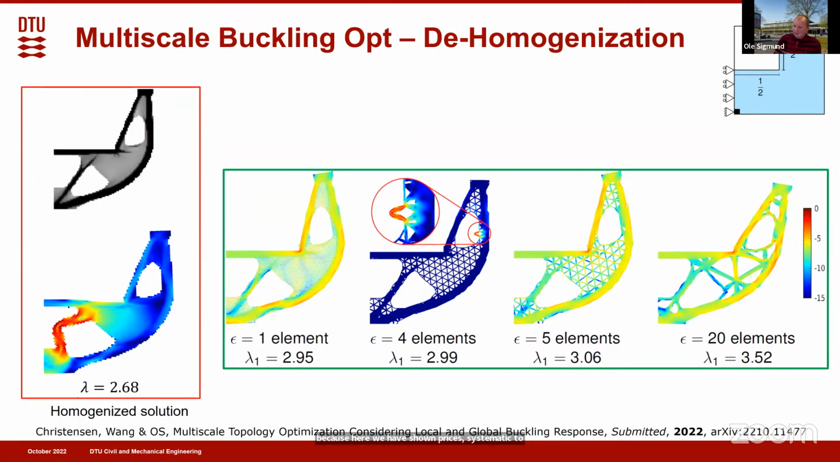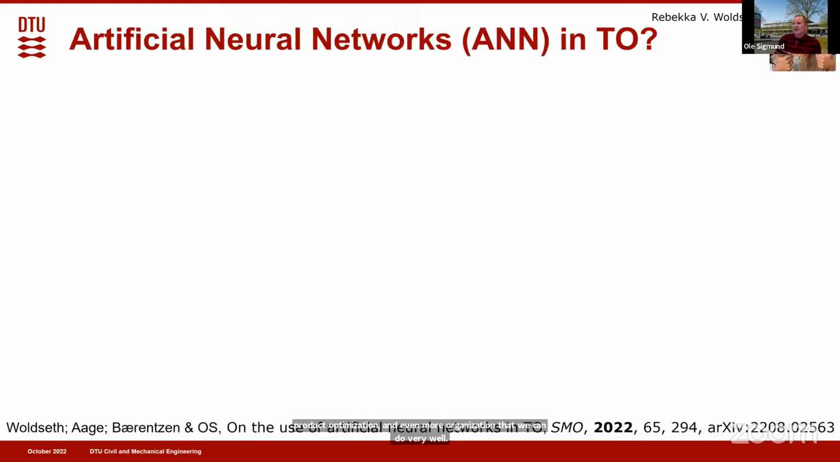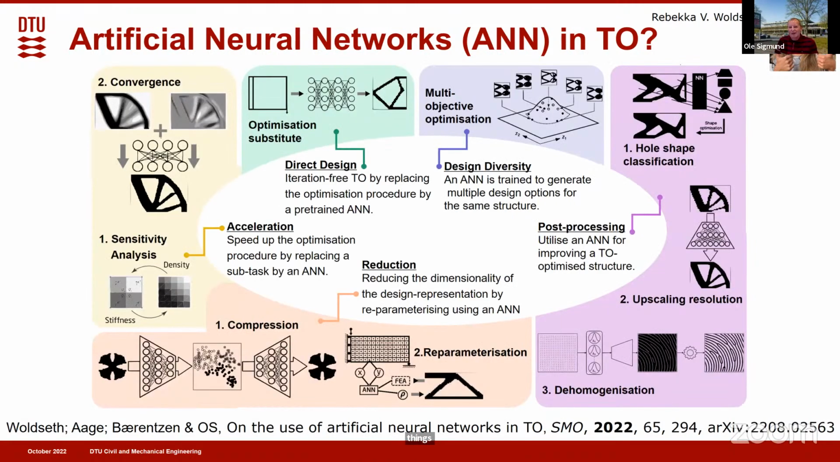But the question is, could we do just as well using artificial neural networks, both in multiscale topology optimization or in conventional topology optimization? If you read the literature, you see a lot of promise out there and a lot of bragging about things. Our very good PhD student Rebecca did an intensive survey, which was just published in SMO, about the state of the art in AI for TO. And we must say that the outcome is somewhat disappointing.